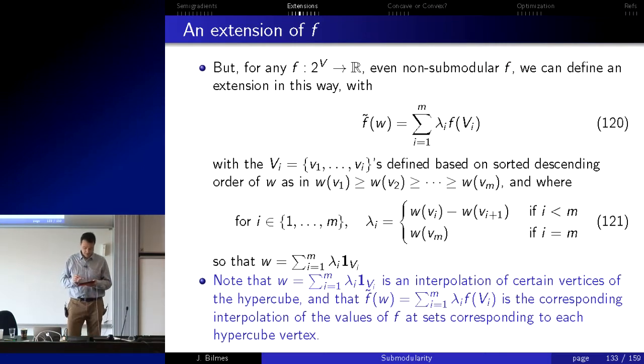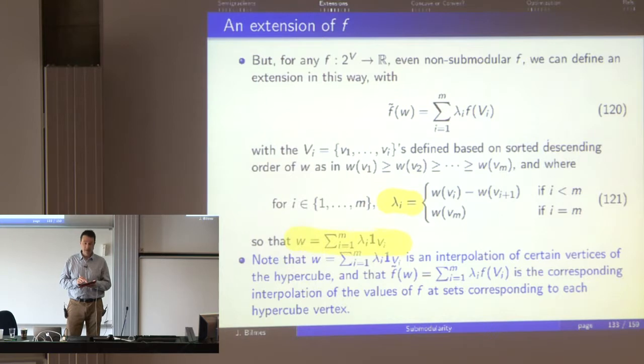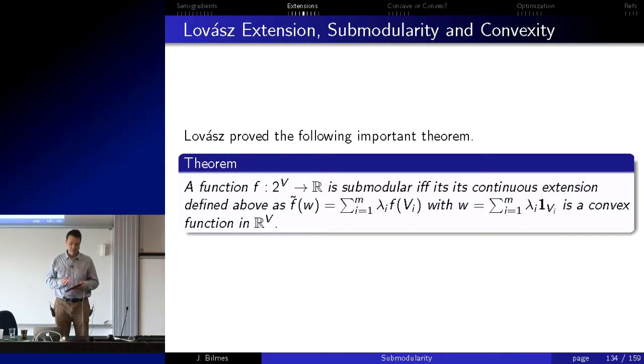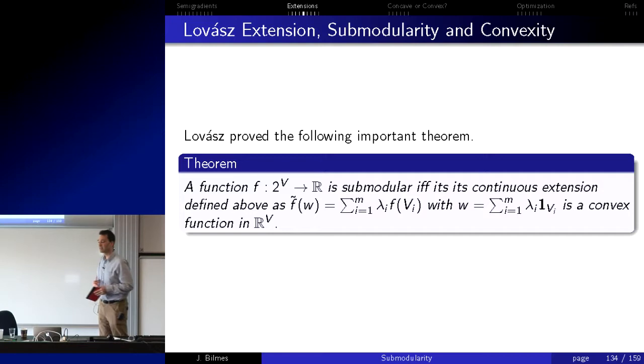And it turns out also that just by the way we've defined these coefficients, w itself can be recovered from the coefficients by taking a sum of weighted characteristic vectors of the corresponding sets that we're also using to evaluate the submodular function on. So that actually defines the Lovász extension.